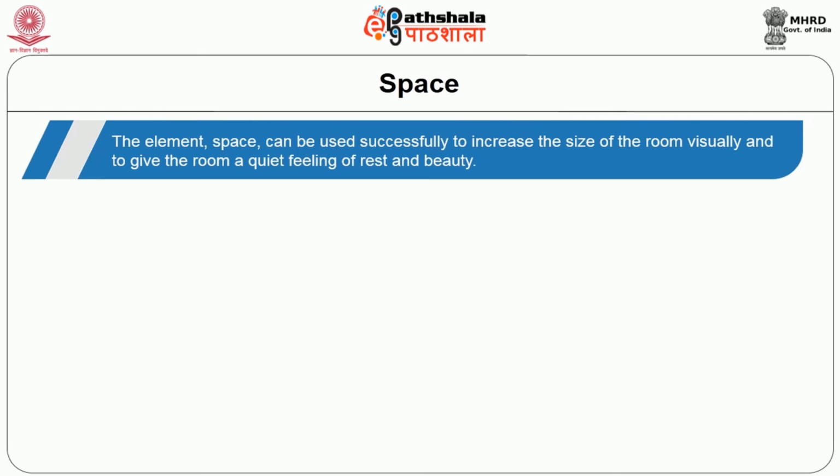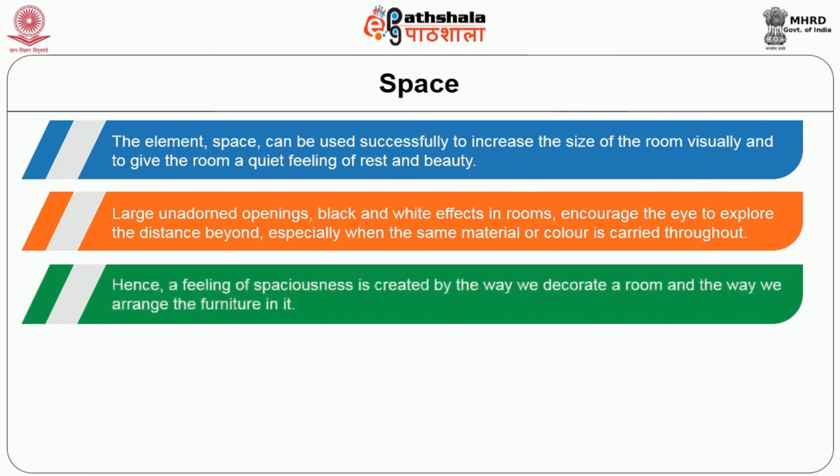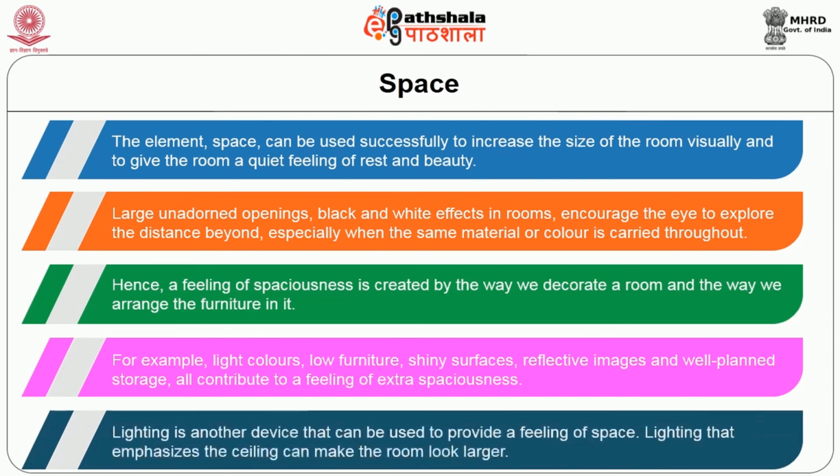The element space can be used successfully to increase the size of the room visually and to give the room a quiet feeling of rest and beauty. Large unadorned openings and black and white effects in a room encourage the eye to explore the distance beyond, especially when the feeling of spaciousness is created by the way we decorate a room and the way we arrange the furniture in it. For example, light colors, low furniture, shiny surfaces, reflective images and well-planned storage, all of these contribute to a feeling of extra spaciousness. Lighting is another device that can be used to provide a feeling of space.